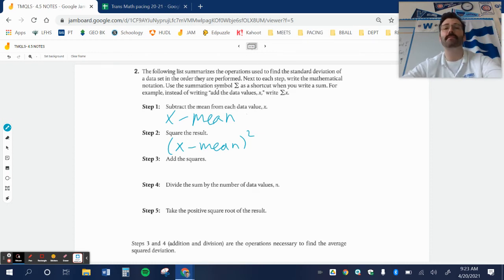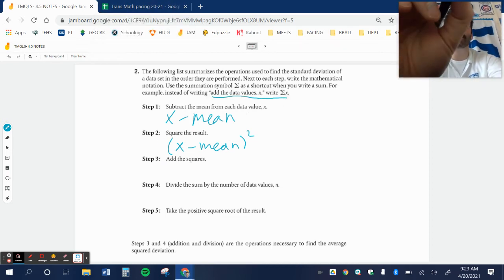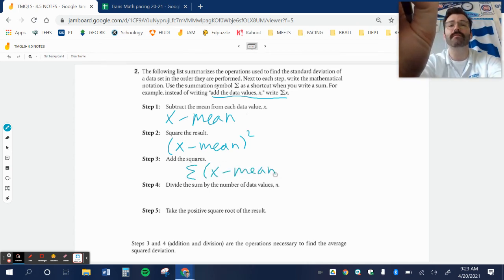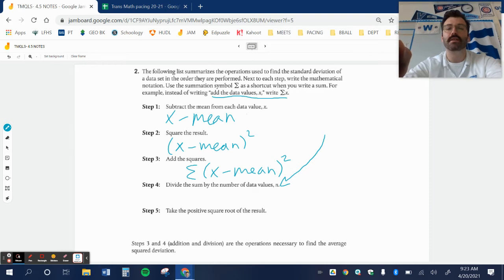Well, it says to add those numbers. How do I add? When I say add, I want to use this summation symbol. So I'm going to say sigma of those numbers that I just found in the previous step. Now, you're probably looking at this like, what the heck is going on? Where is he coming up with this? When we get to the practice of these, it'll make a little bit more sense.